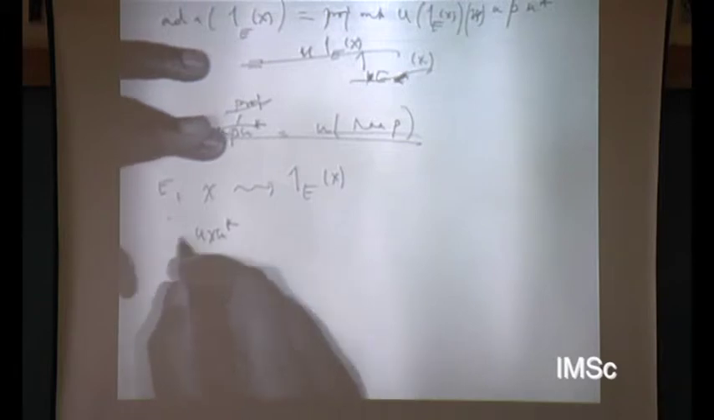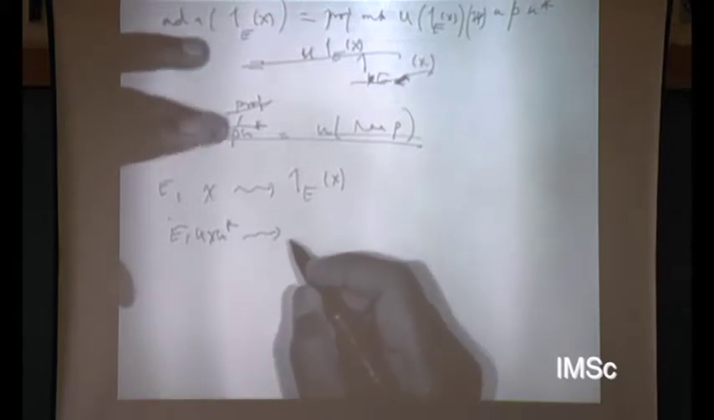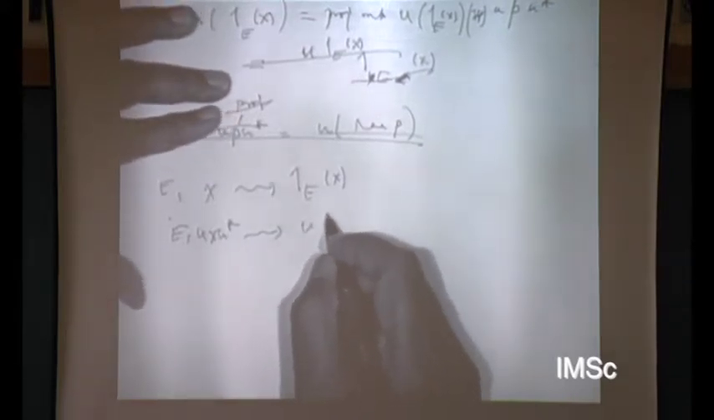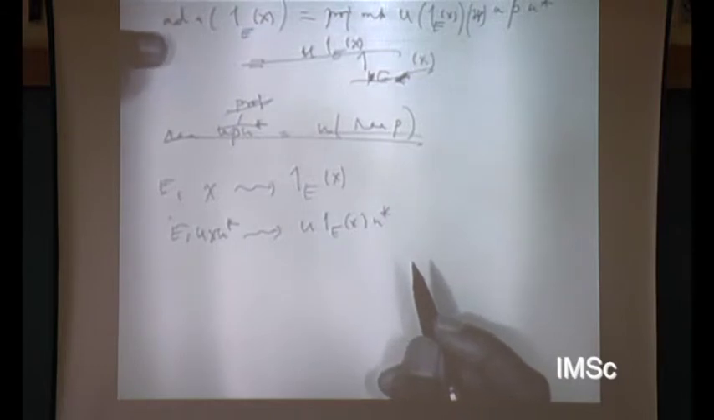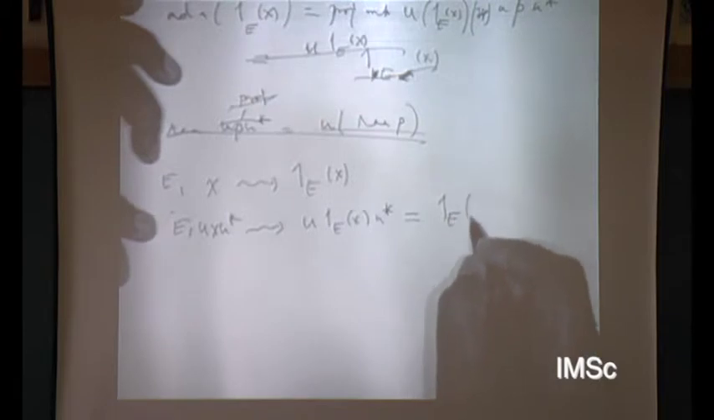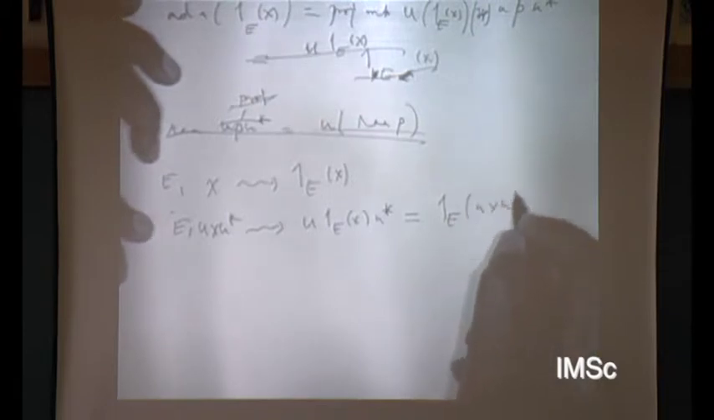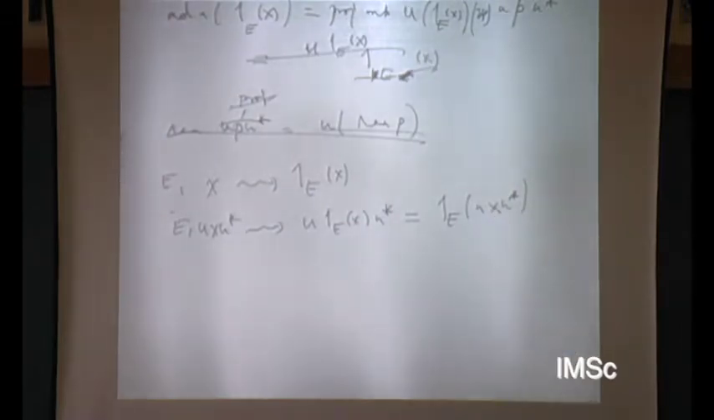So I'm saying E, and this will correspond to U 1_E(X) U star. That is, I am saying that this is equal to 1_E of (U X U star). What is the range of 1_E(X)? What is the range of 1_E(X)?